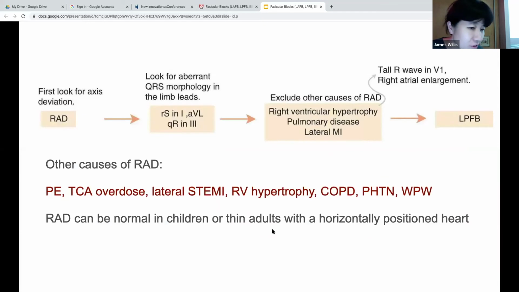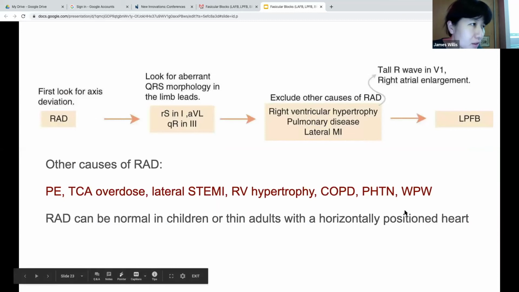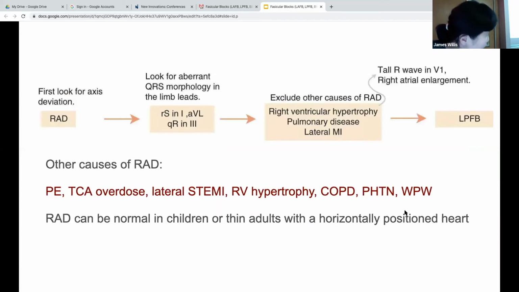And again, this is just to remind us that in order to diagnose the left posterior block in isolation, you have to first rule out these other causes that are sometimes more likely than just the left posterior fascicular block in isolation.